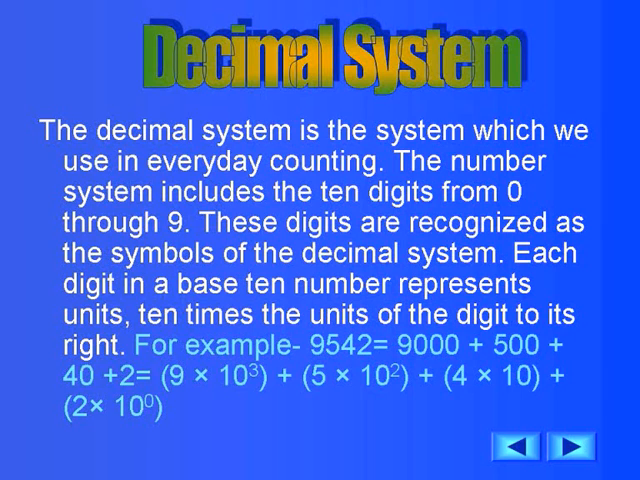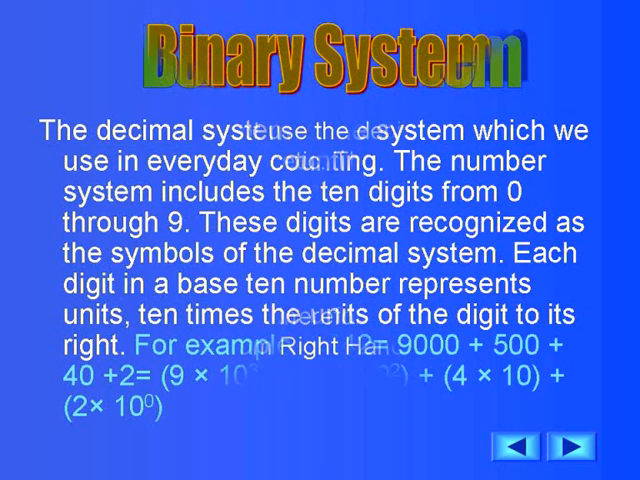For example, 9542 is equivalent to 9000 plus 500 plus 40 plus 2, which is equivalent to 9 into 10 cube plus 5 into 10 square plus 4 into 10 plus 2 into 10 to the power 0.